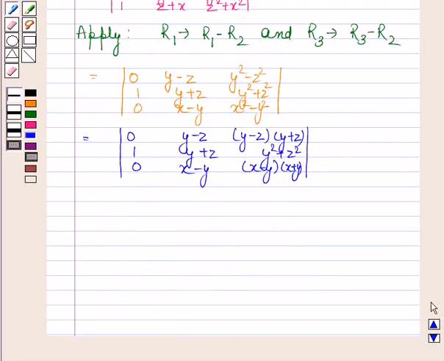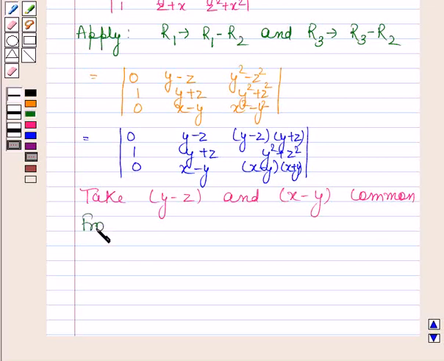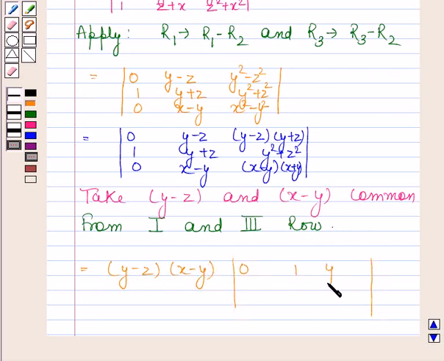Now we will take y minus z and x minus y common from first and third row. So this is equal to y minus z into x minus y into determinant of 0, 1, y plus z; 1, y plus z, y squared plus z squared; 0, 1, x plus y.